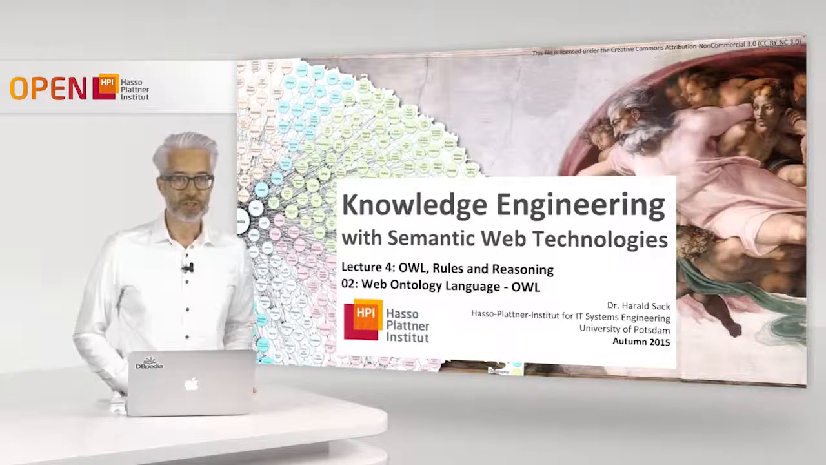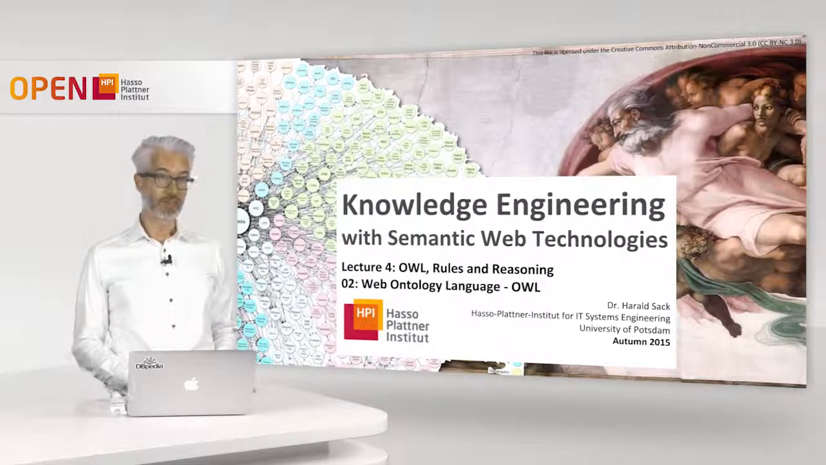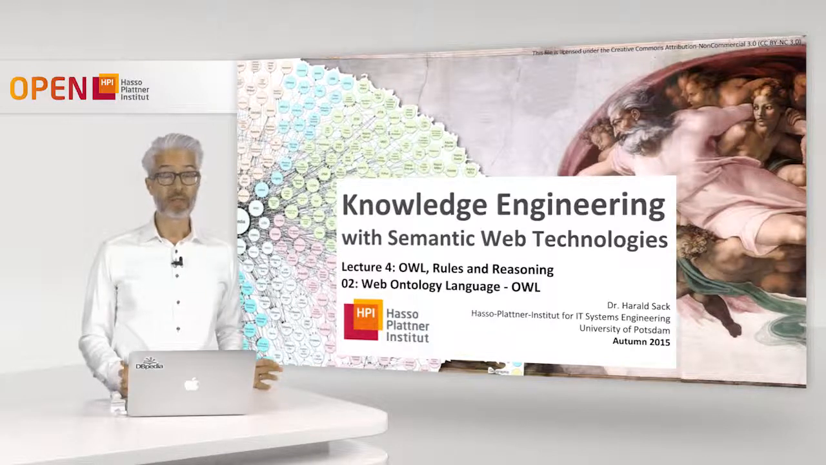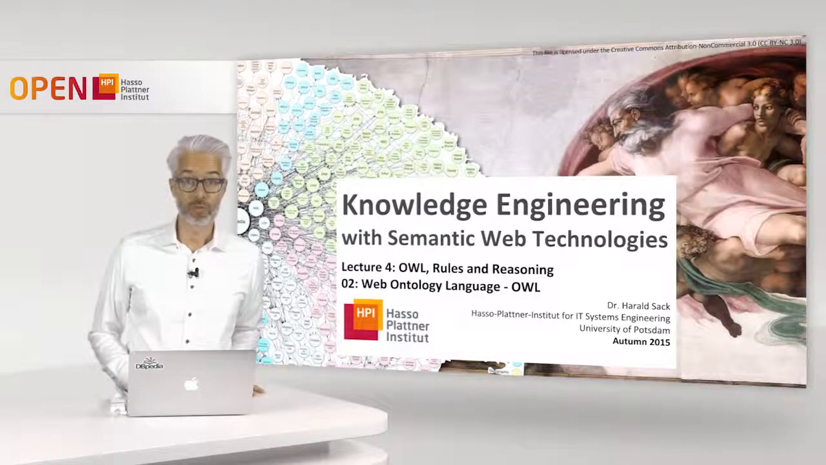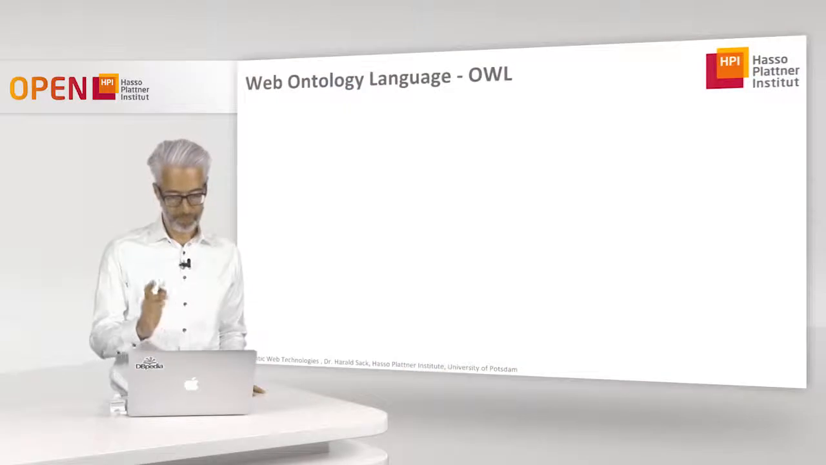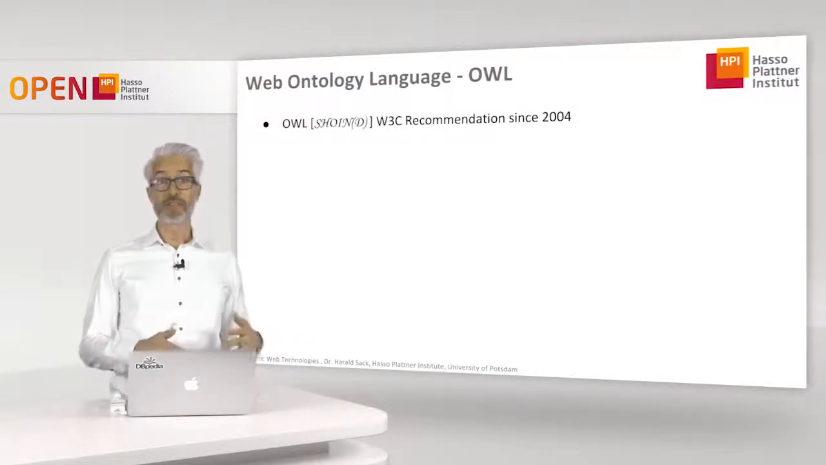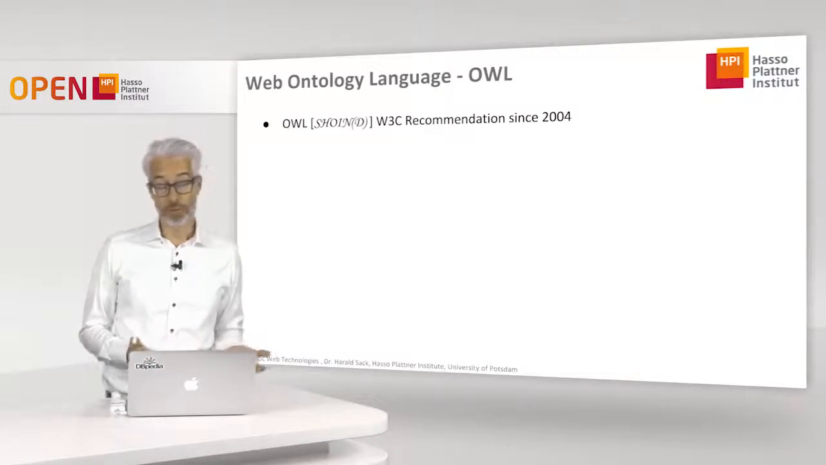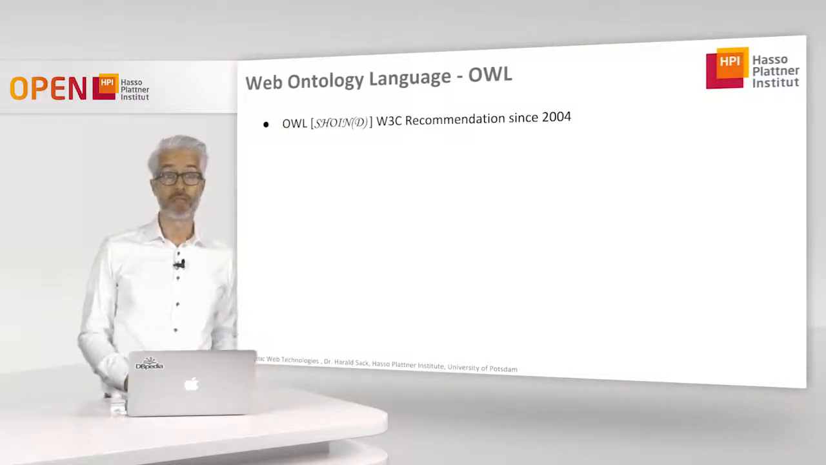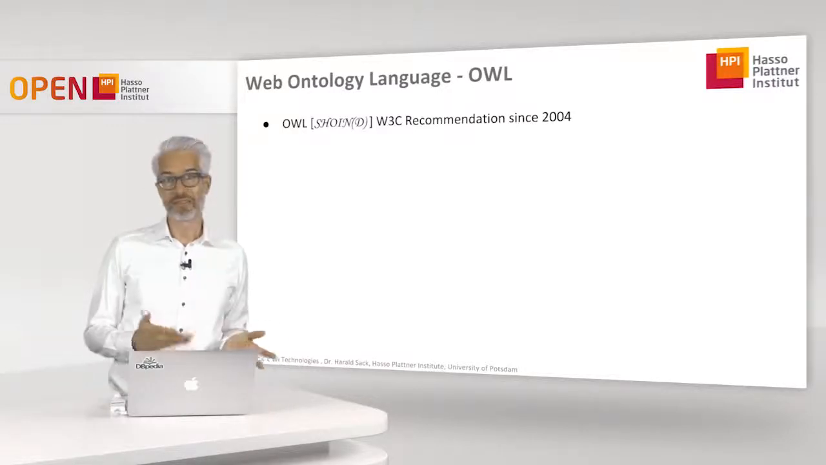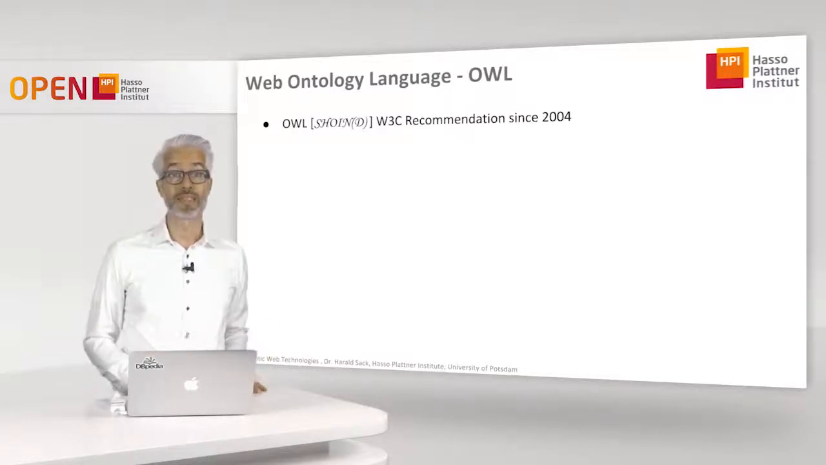This is Knowledge Engineering with Semantic Web Technologies, Lecture 4, OWL, Rules and Reasoning. And today we are going to start with the Web Ontology Language OWL. So, what is OWL? OWL, of course, is based on description logic. Description logics, we have already learned, are a fraction of first-order logic, which is in most cases computable and decidable.